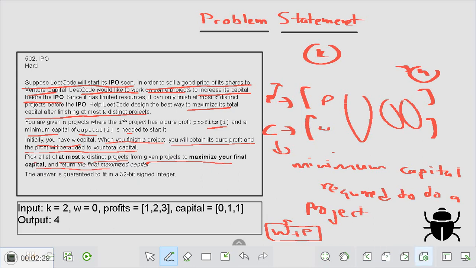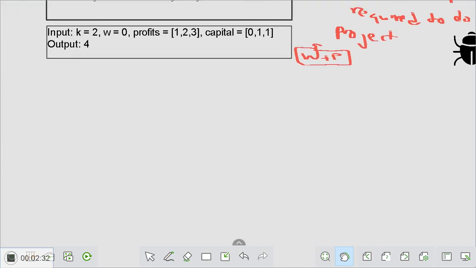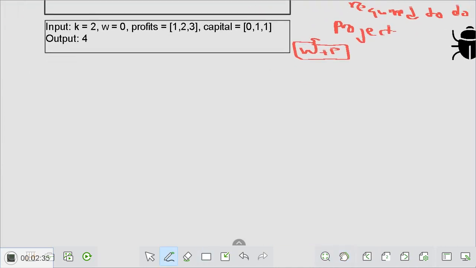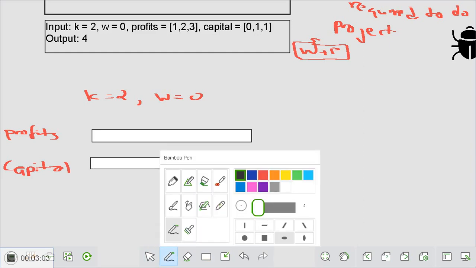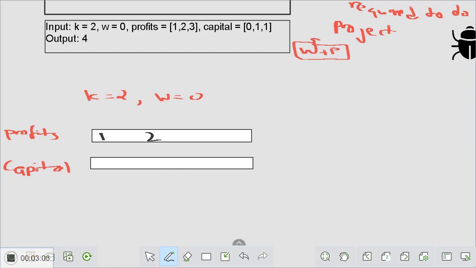Let me explain this clearly with the example given here. We are given an example where k is equal to 2 and W equals 0, and we are given two arrays: one is profits and the second is capital. These arrays store the values 1, 2, 3 as the profits, and 0, 1, 1 as the capital. So this is basically one project.